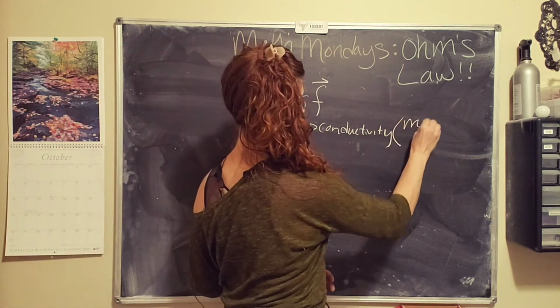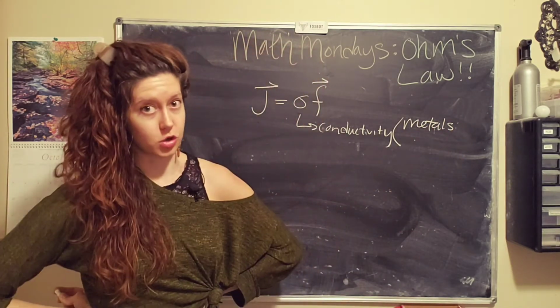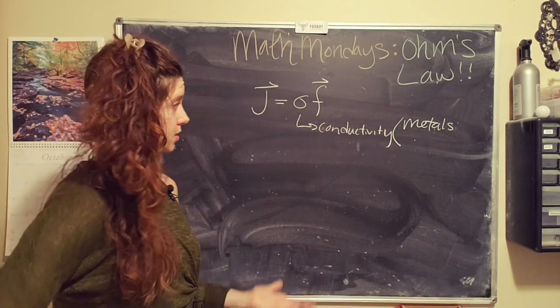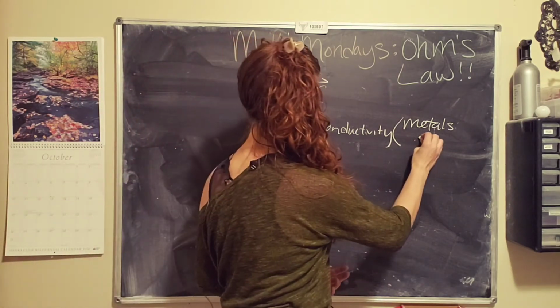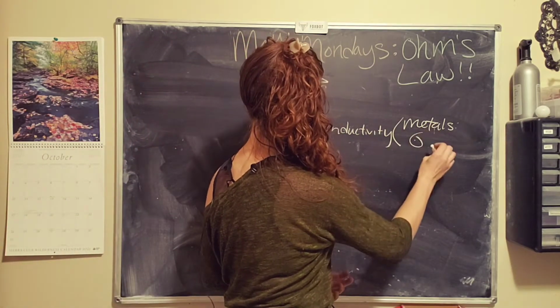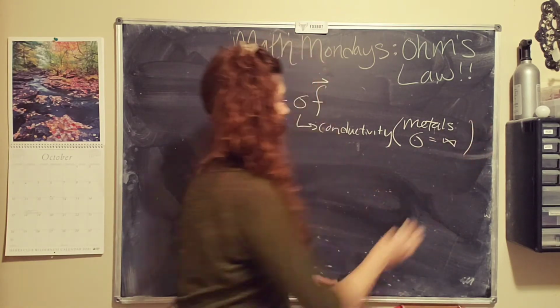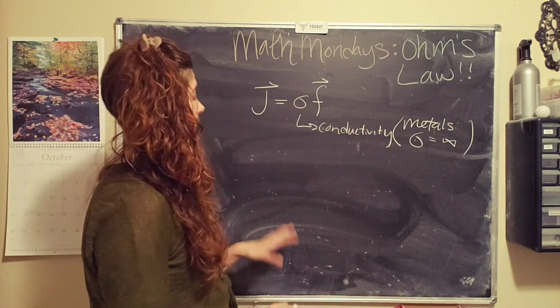Metals are really good conductors. They do not resist the flow of charges. And so for a perfect conductor, we could assume that the conductivity is infinite. For insulating materials, this value is going to be much, much lower.